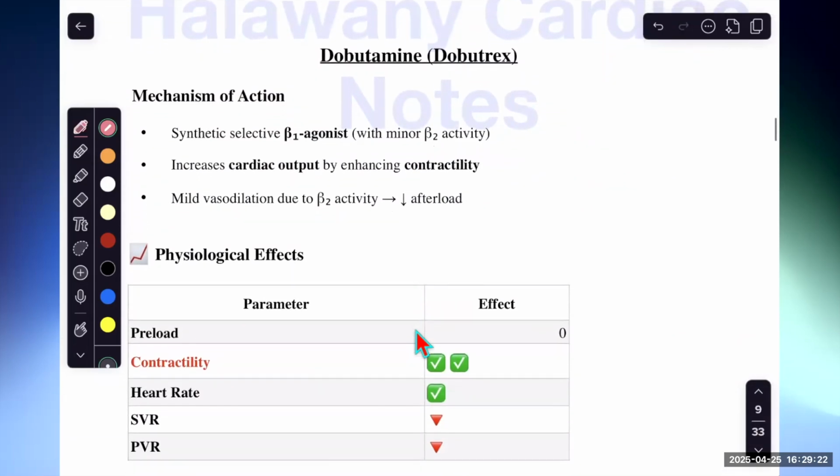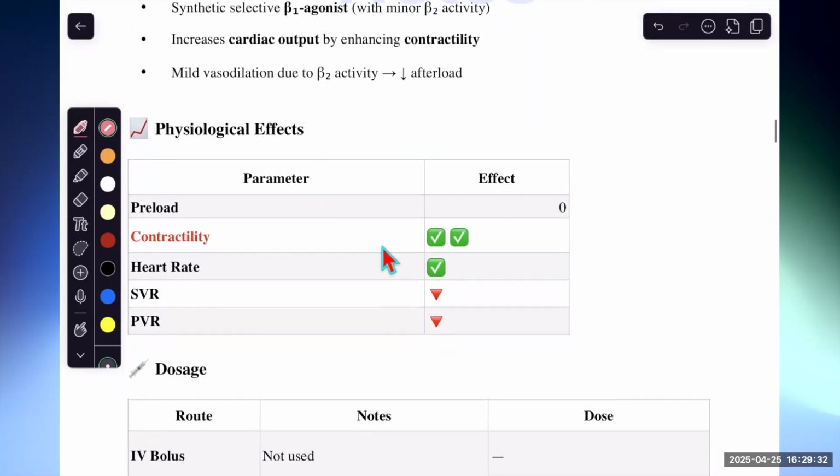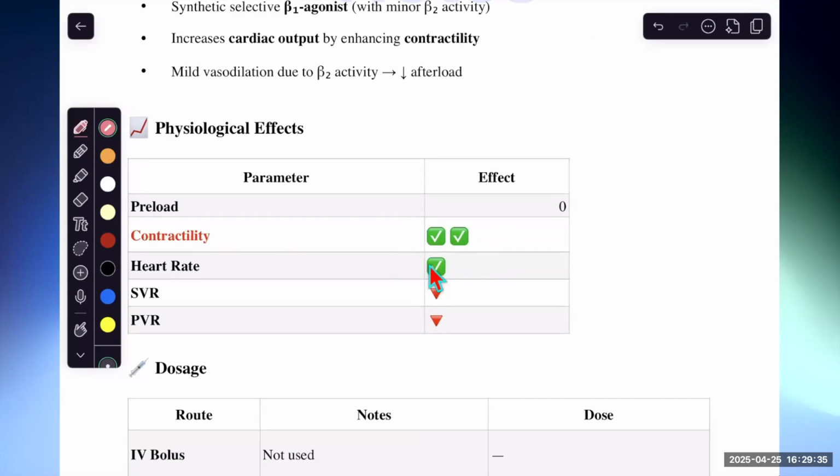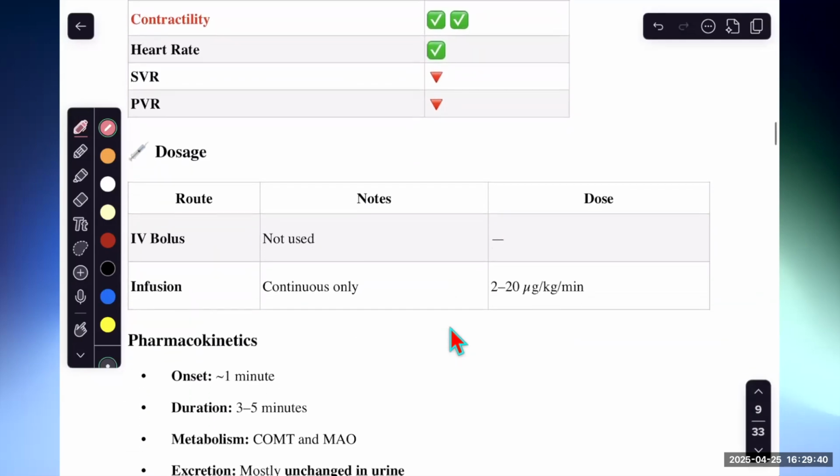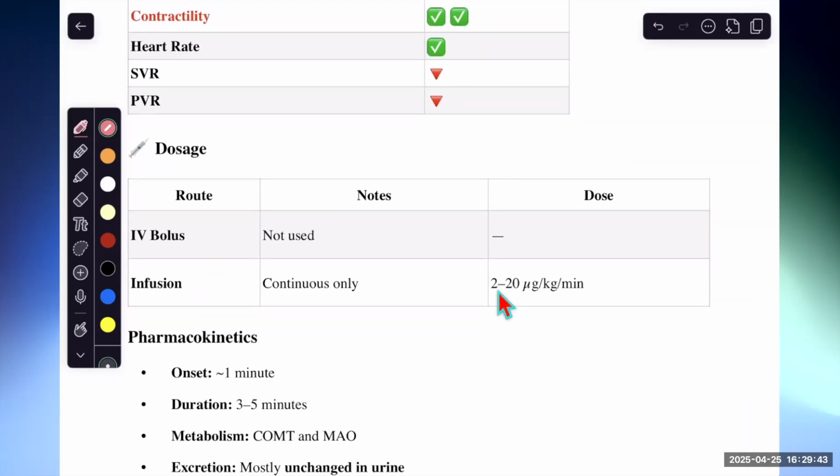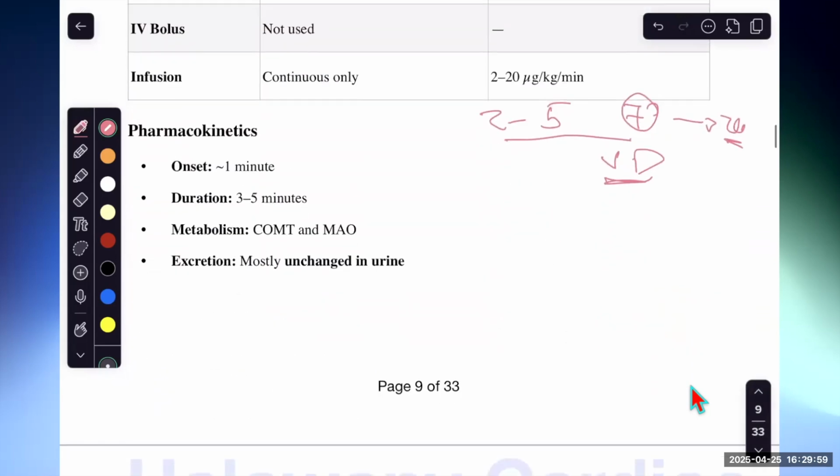Then our beloved dobutamine. It's a synthetic drug, selective beta 1, increases cardiac output, with mild vasodilatation due to beta 2 activity. So it's mainly contractility, some heart rate, decreases CVR, decreases BVR. Never used as a bolus. We start it from 2 to 5, sometimes they increase to 7 mic. After this, it will be a huge vasodilation from 7 to 20. So usually try to use it in this range. Otherwise, it will have a significant vasodilating effect.